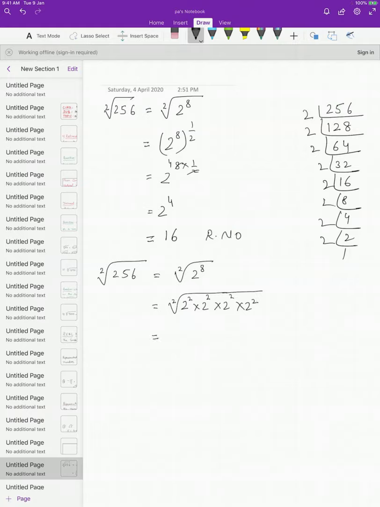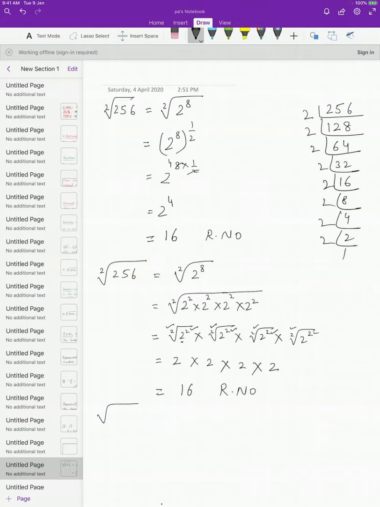So this can be written as square root of 2 square into square root of 2 square into square root of 2 square into square root of 2 square. Now, because the order and the power are the same, this number 2 can be taken out. Similarly, order and power are the same, so this 2 can be taken out. In all of them the number 2 can be taken out, and our answer comes out to be 16, which is a rational number.